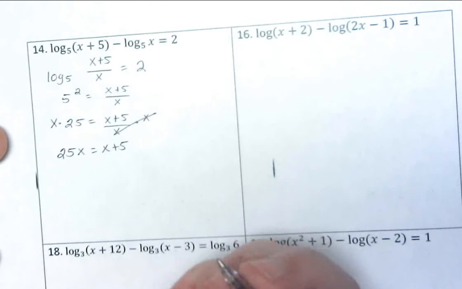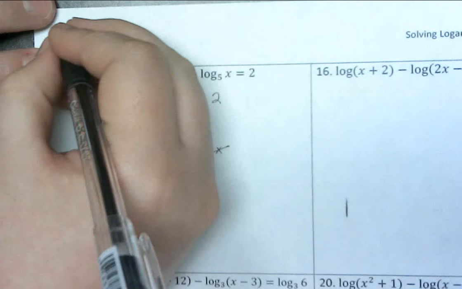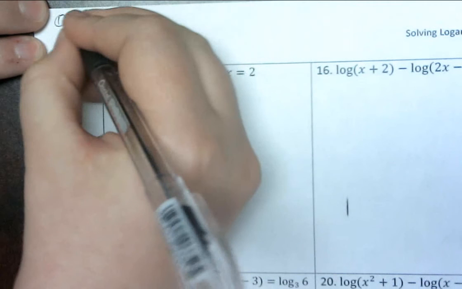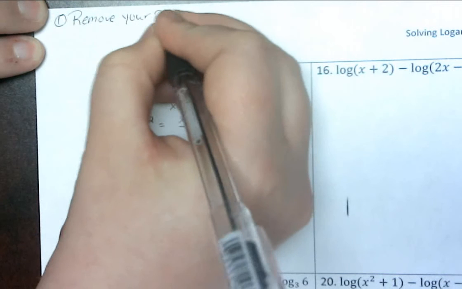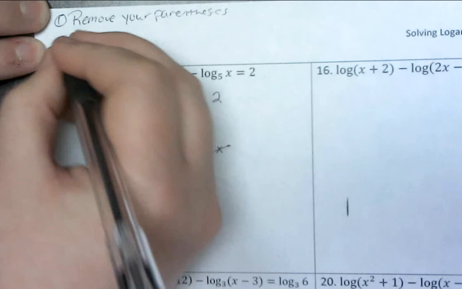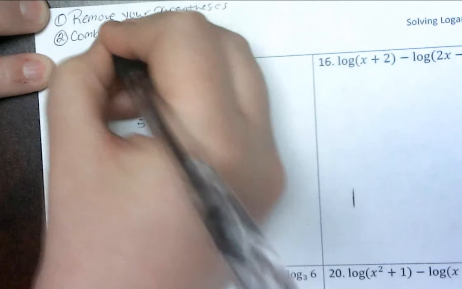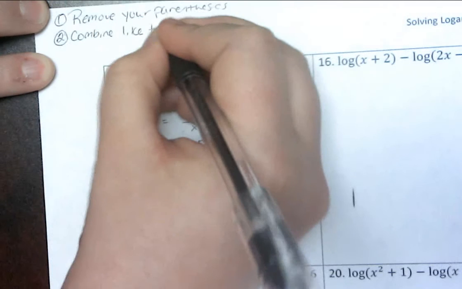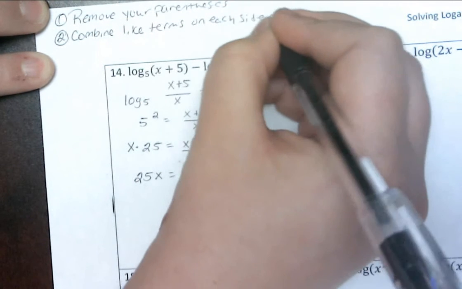And so if you're not quite sure about the rules on solving equations, step 1 says to remove your parentheses. Step 2 is to combine like terms on each side of the equal sign.